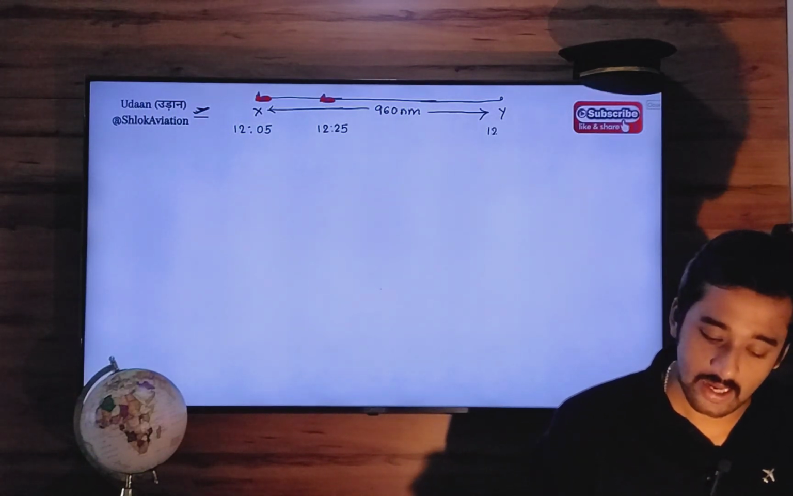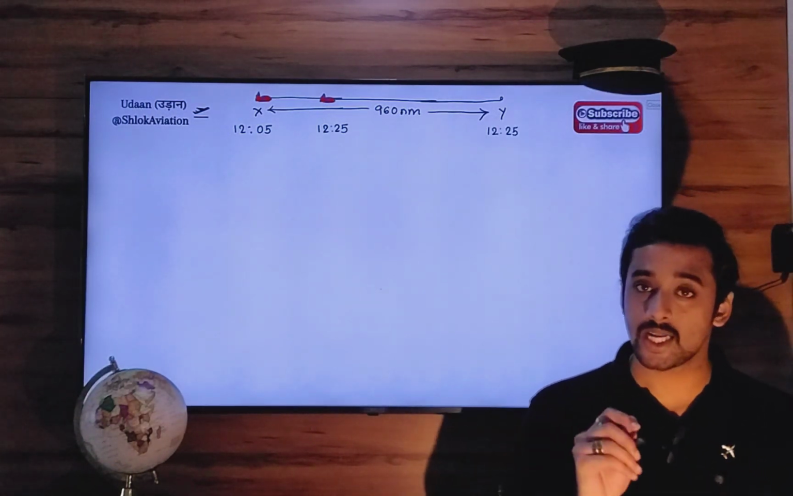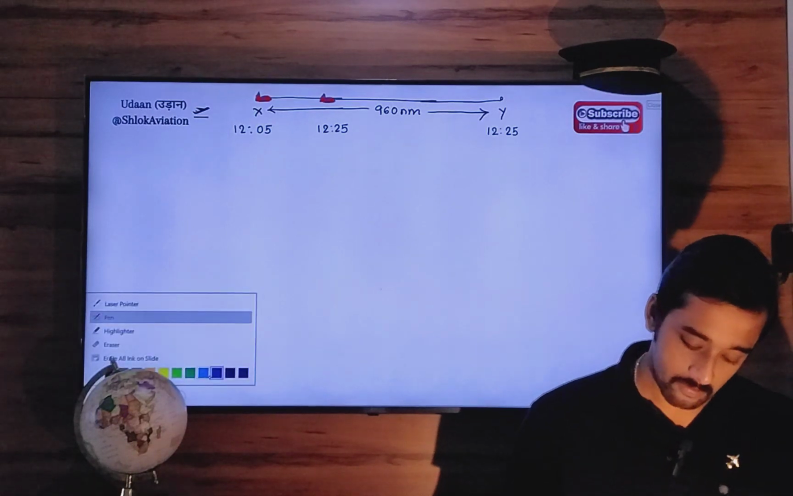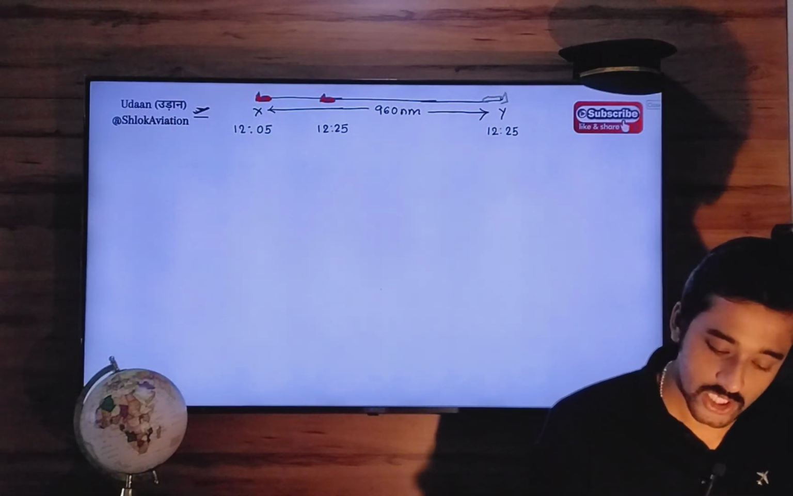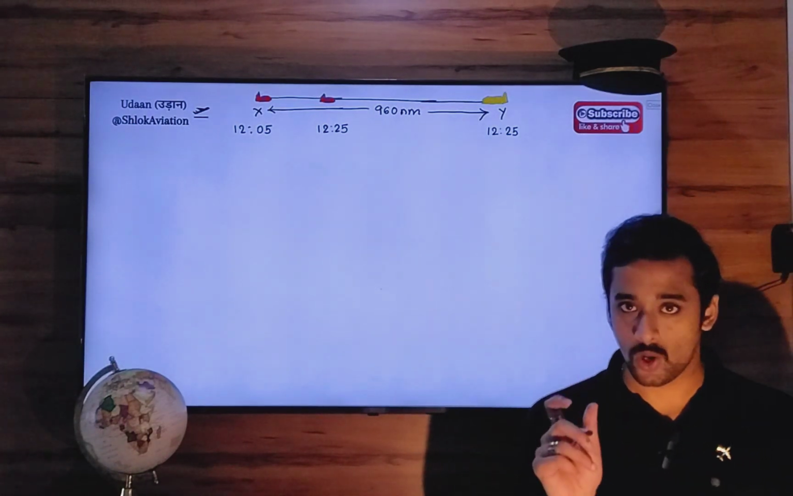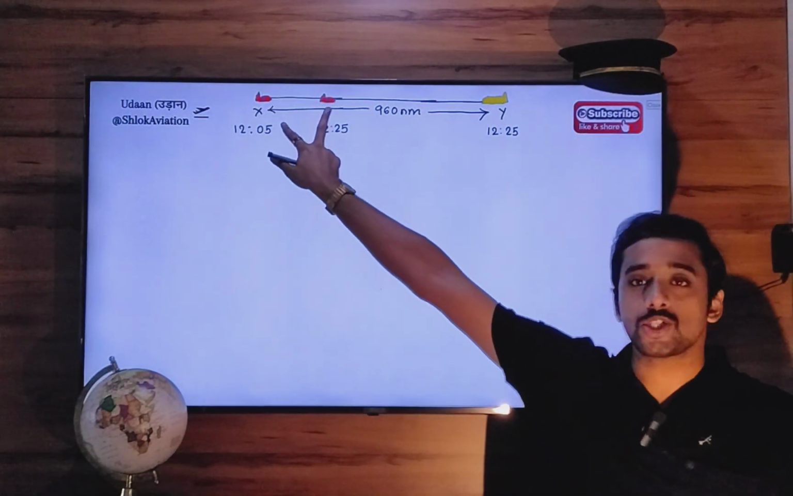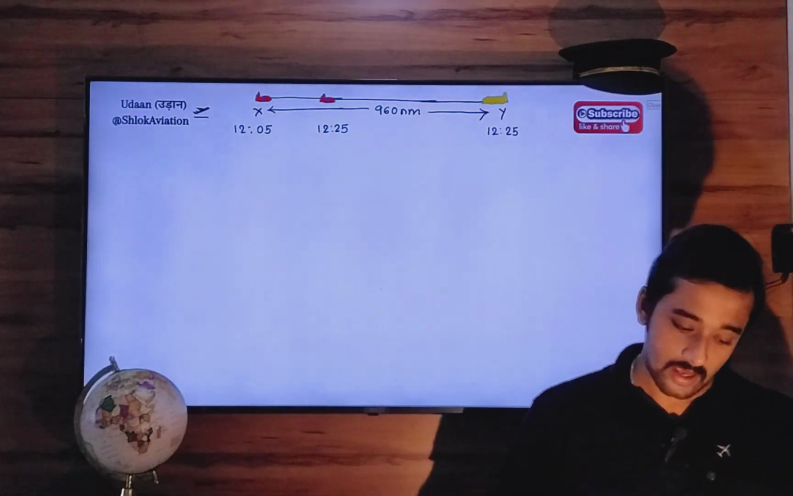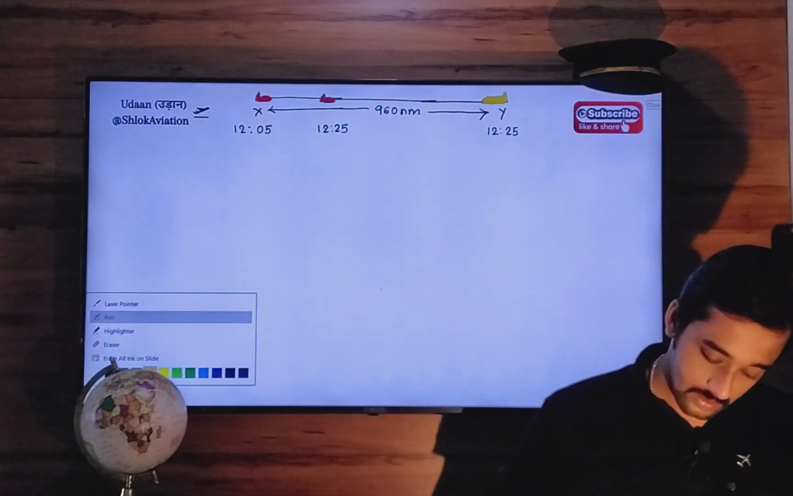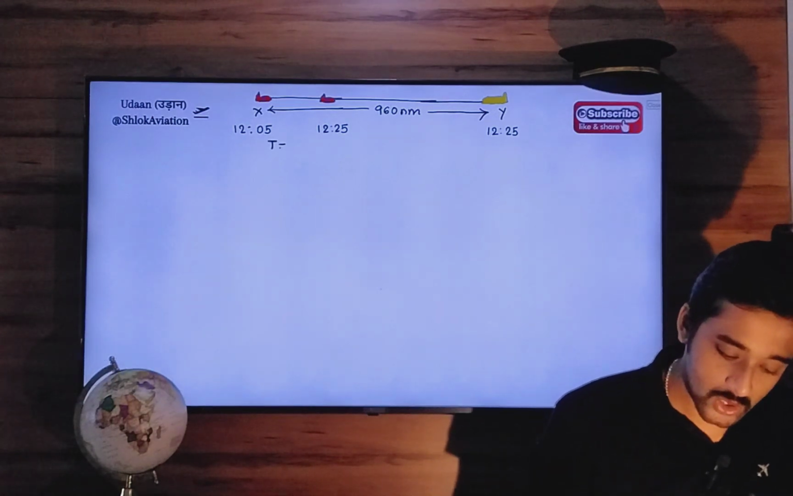And at the same time, 12 o'clock 25 minutes, there is another aircraft originating from point Y, traveling towards position X. So out of this total 960 nautical miles, we will subtract this much distance that the aircraft beginning from X has covered. So the time here is 20 minutes.